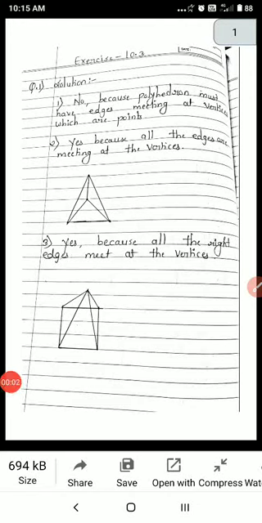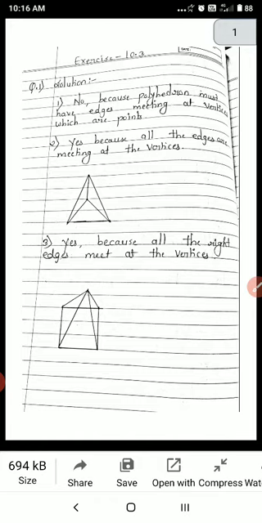Good morning, students. Today we are going to start exercise 10.3 of chapter 10, class 8, and the chapter name is Visualizing Solid Shapes. So here we are going to start 10.3. The first question of the 10.3 exercise is question number 1.